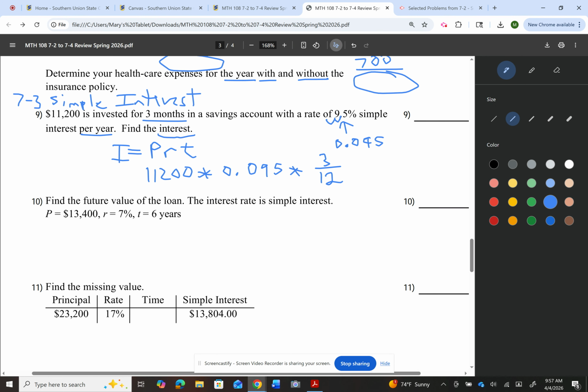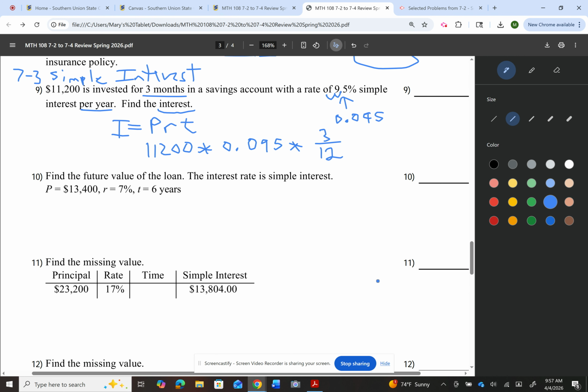All right, number 10 is wanting to know what the future value of the loan would be. That means the total amount they would have to repay at the end. Now, this could also have been a deposit, so it could have been the future value of some investment where they deposited $13,400 at 7% for 6 years. Here we don't want just the interest, we want the future value.